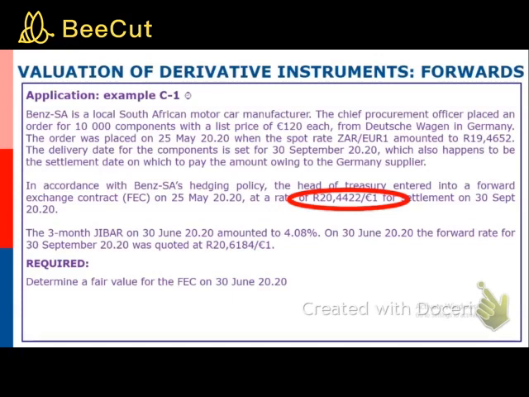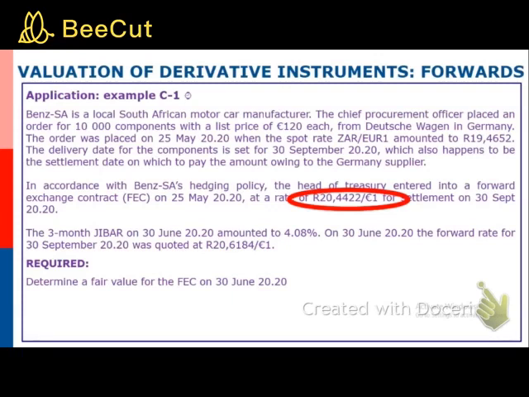Valuation date number 1 could be in terms of an acquisition. You're acquiring shares in Benz SA that you need to value. You need to value this FEC just like you would any dissimilar asset. And so valuation date there would be the valuation for the acquisition.